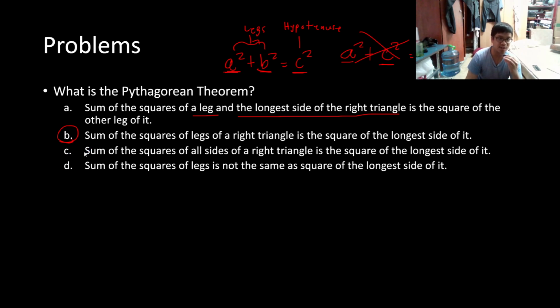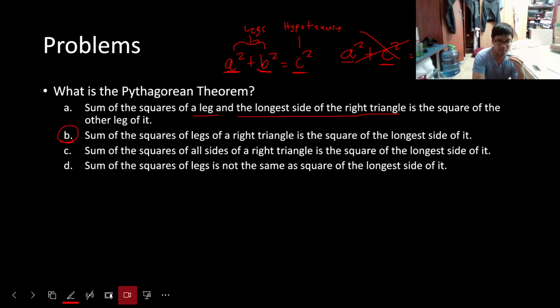And of course, C is not the correct answer, because it says the sum of the squares of all sides of a right triangle is just the square of the longest side. So this is also wrong. And lastly, letter D, the sum of the squares of the legs is not the same as the square of the longest side. This is obviously wrong. So the answer here is letter B.